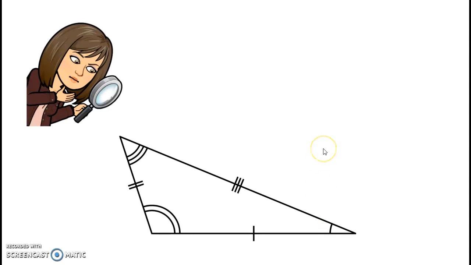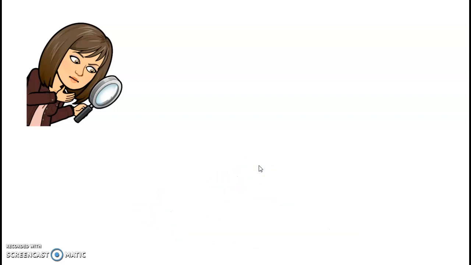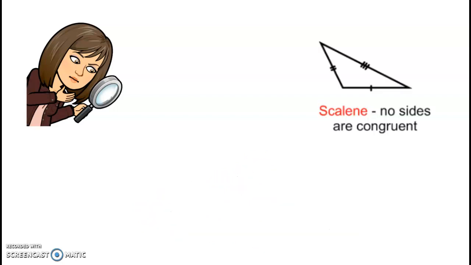And for our third type of triangle, we can look at all of the side lengths and we can see all three of the side lengths are different lengths. We know the bottom one is different than the side because there's one tick and there's two ticks on the side. And then this third side has 3 ticks, which shows us that all 3 sides are different. And that is called a scalene triangle. So a scalene triangle is when no sides are congruent. They are all different.